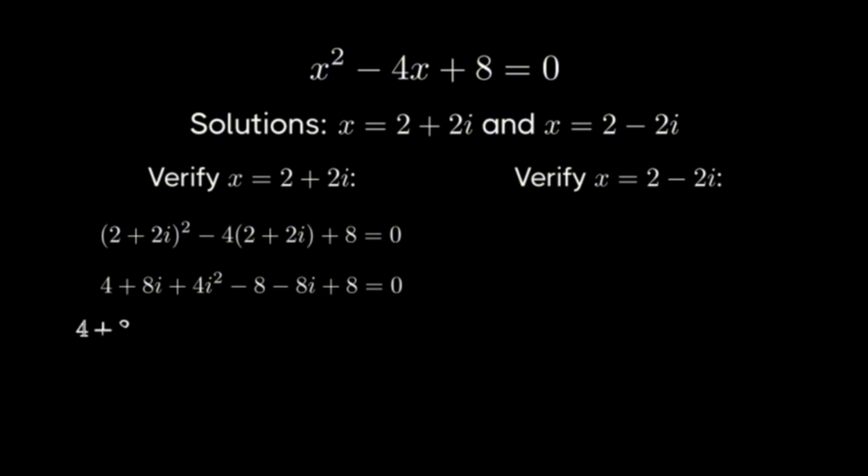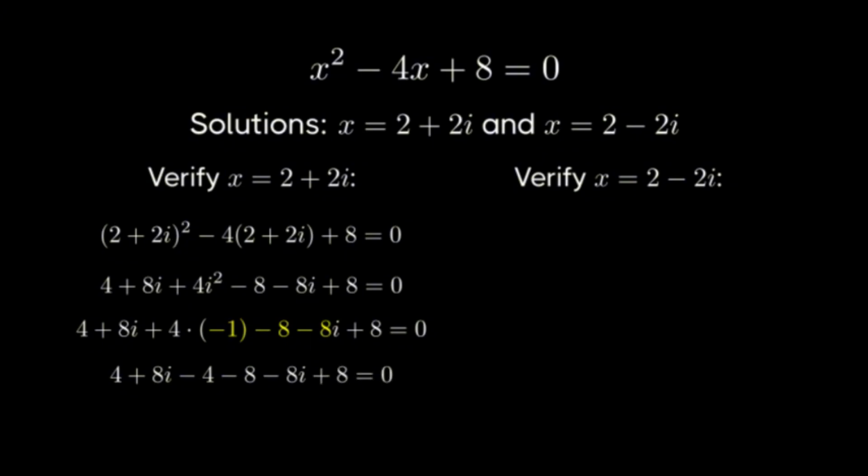A key property of complex numbers is that i squared equals -1. This is the defining characteristic of the imaginary unit. So we replace 4i squared with 4 times -1. Simplifying this expression, we multiply 4 by -1 to get -4, while keeping the rest of the terms the same.